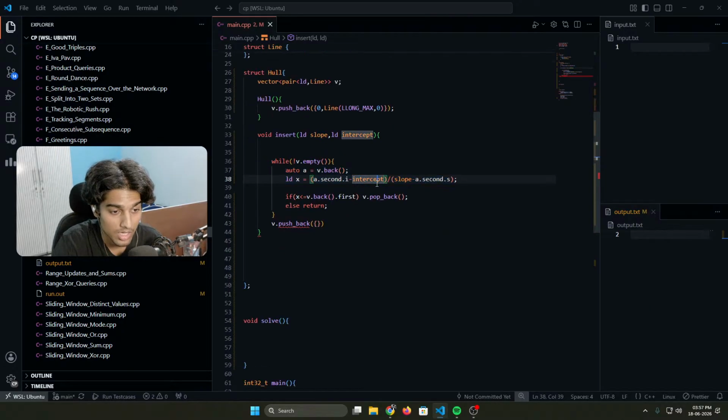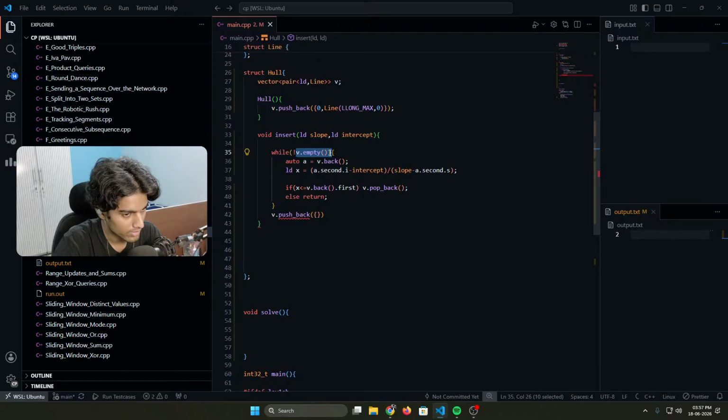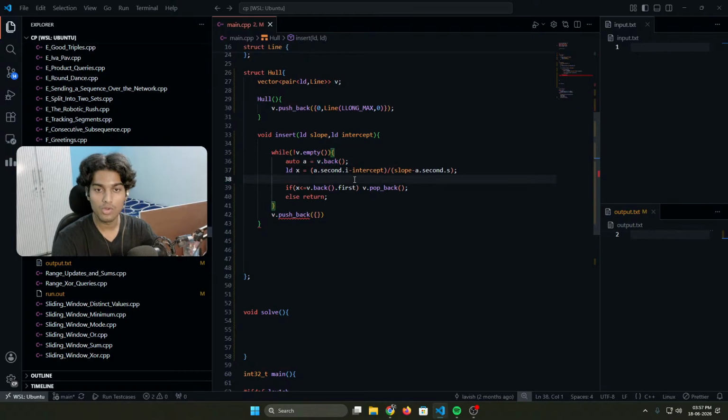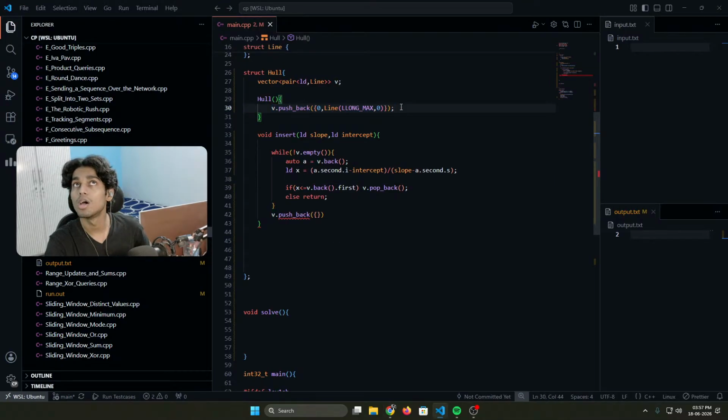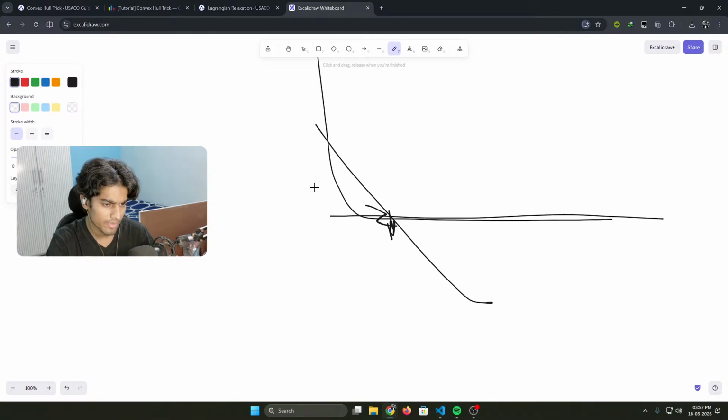Okay, let's see. This should be something. Not of v dot empty. I'm looking at what is here, the back. But is there any case where this could be removed? There is no case. This will always be greater than 0, right? Which is the line that can actually have greater slope? There is no way. There's only one scenario when the line is parallel. That's not going to be the case.